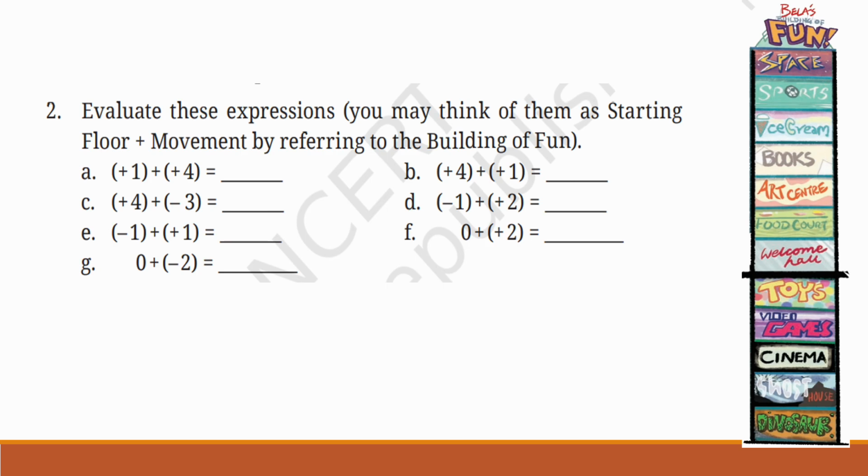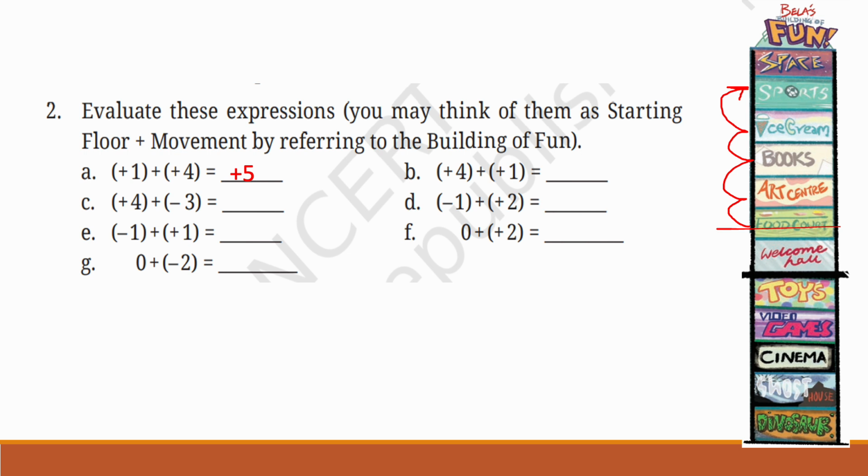Evaluate these expressions. You may think of them as starting floor plus movement by referring to the building. First one, +1 plus +4. See, the food court is +1 floor. Then you press +4, that is 1, 2, 3, 4. Then you will reach here. This is floor number +5. So the answer is +5.